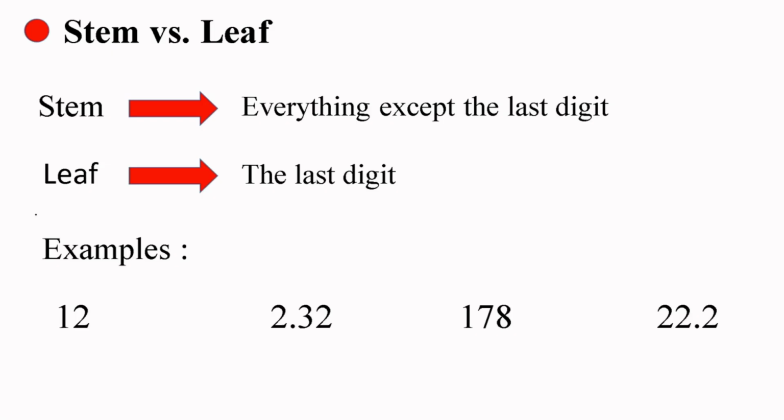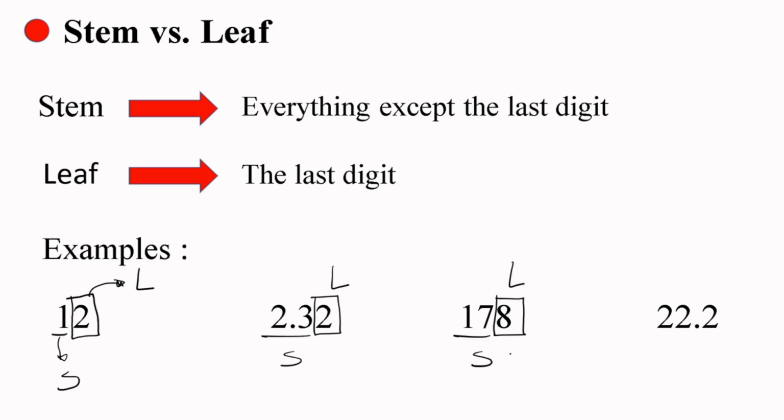As I told you, the leaf is the last digit. So in 12, 2 is the last digit, so it is the leaf, and 1, everything on the left side of the last digit, is the stem. Here, in 2.3, the last digit is 3 and it is the leaf, and 2 is the stem. In 178, 8 is the leaf and 17 is the stem. In 22.2, 2 is the leaf, and 22 point is the stem.